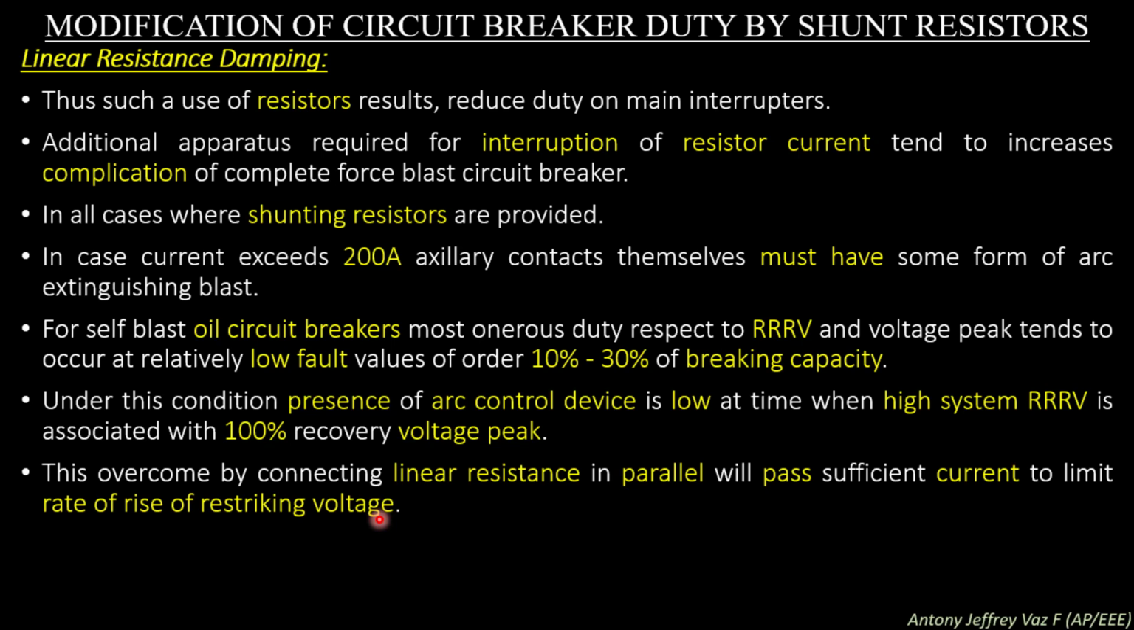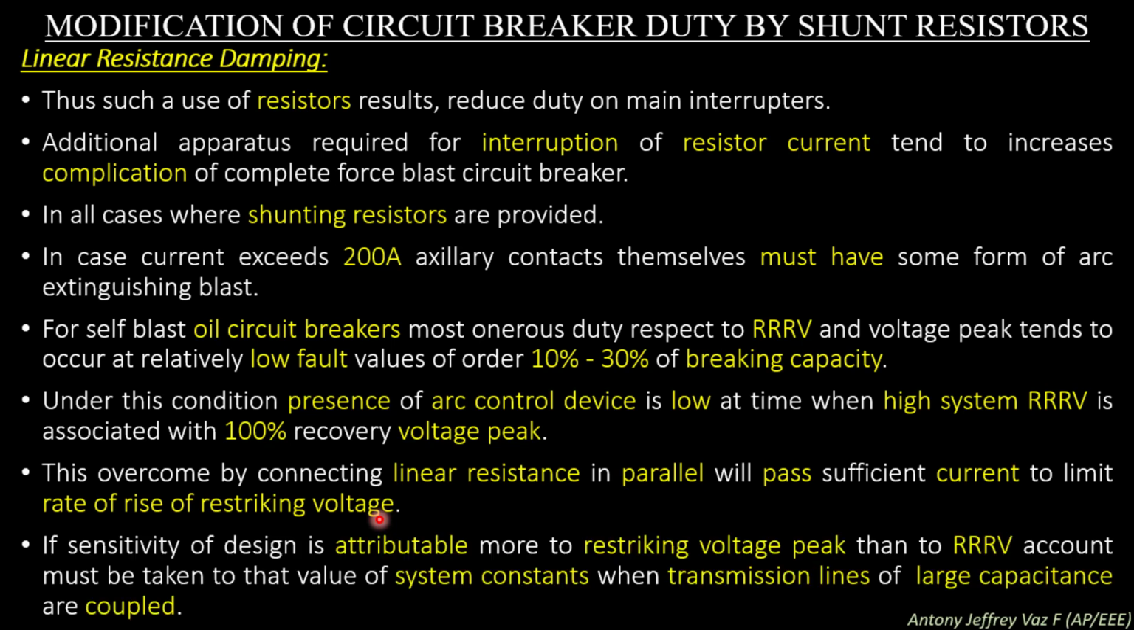This phenomenon we have studied already in resistance switching. When arc current is flowing across the two ends of the circuit breaker, the arc current should be passed across the linear resistance, which is connected in parallel across the circuit breaker contacts, so that the arc gets stabilized and the rate of rise of restriking voltage gets reduced to a lower value.